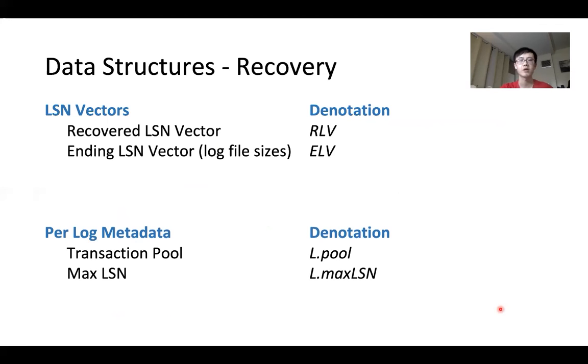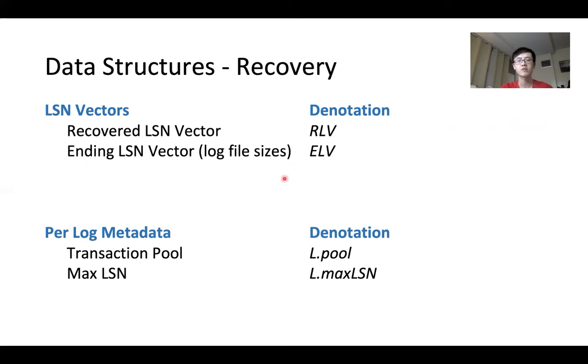For recovery, it's a lot simpler. We just use the following data structures. So for, again, LSN vectors, we maintain a recovered LSN vector. We call it RLV. This indicates for each log the position of transactions we have already recovered. And we also have an ending LSN vector. This is exactly the log file sizes.